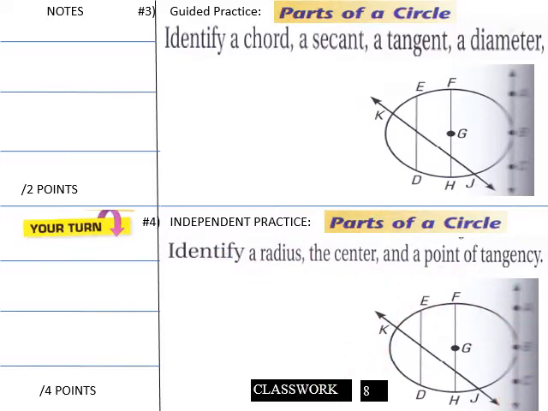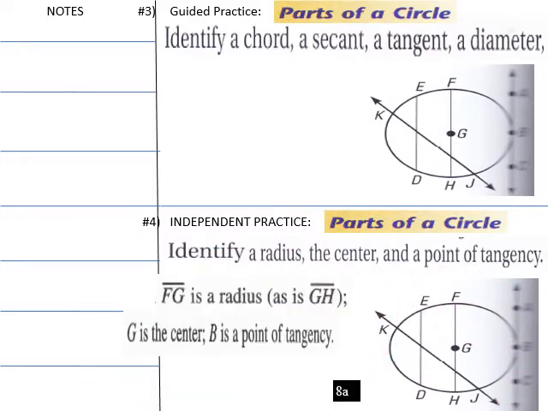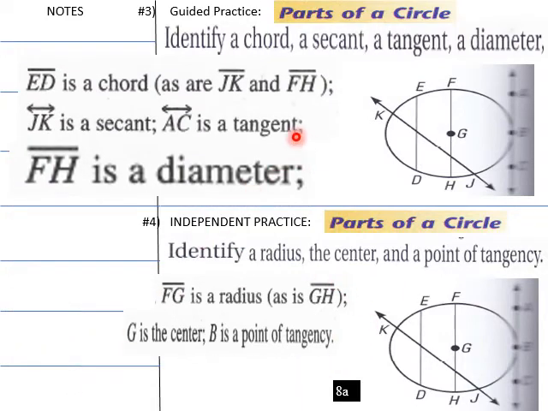Students, this one's on you. And we go here. This is already labeled for you students to check yourself here. Here are your solutions there. And then up here, here's your solutions. For the guided practice, ED is a chord, JK is a secant, so this would be your secant here. AC is a tangent, this is out here. AC is a tangent. FH is a diameter, we have FH here is a diameter.